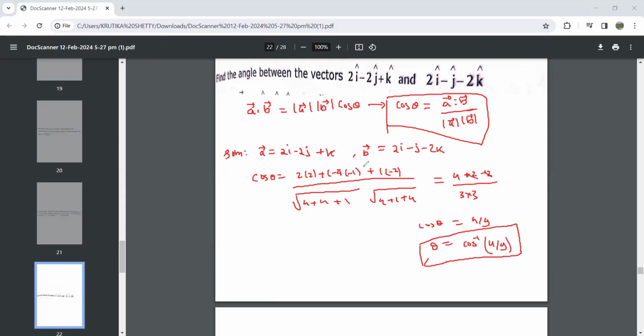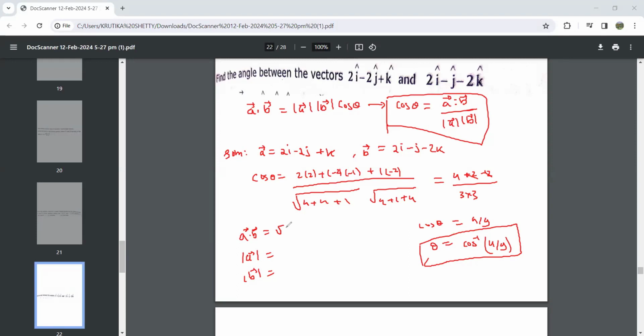In some cases they will give the mod value directly. In some examples they will give the mod a and mod b values, and they are asking us to calculate the value of the angle, and also they will give the a dot b value. So these three values are given. When these three values are given, I will give you one simple example.